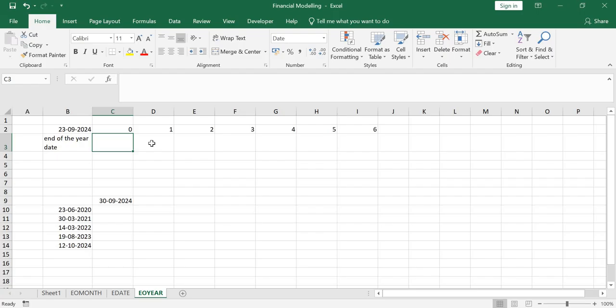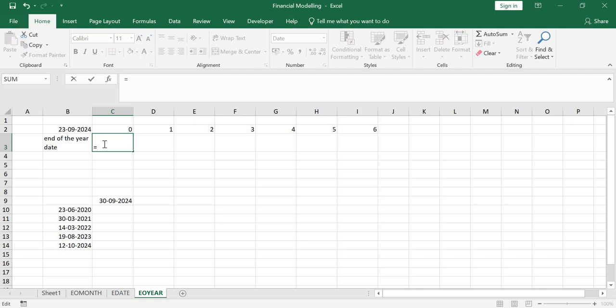So if the time period is more than 2 years, I'm going to pay the bonus, and if the time period is not more than 2 years, I'm not going to pay the bonus. So the end of the year date is utilized in many concepts when we are going to learn financial modeling. Now over here, I want to calculate the end of the year from 23rd of September 2024, and right now I am taking the calendar year. Calendar year means my year will end in December, and you are aware that December is the 12th month. So let's see how we are going to calculate it.